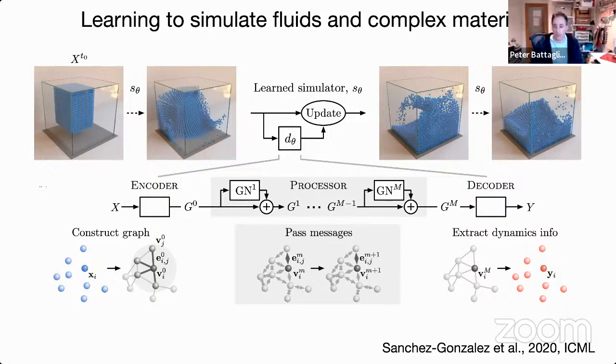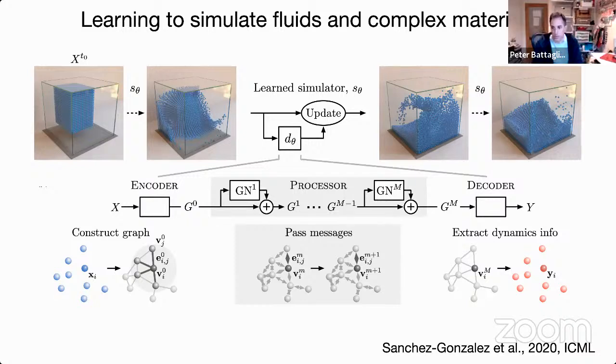At the end of that processing pipeline, you have an output latent graph G^M that's then decoded into some output prediction Y. Here Y represents the displacement vectors of the particles. So if this particle started here, then in the next time step it should go over here. The prediction of where it goes depends physically on this little neighborhood of particles, and the neural network is supposed to figure out how those dynamics work.